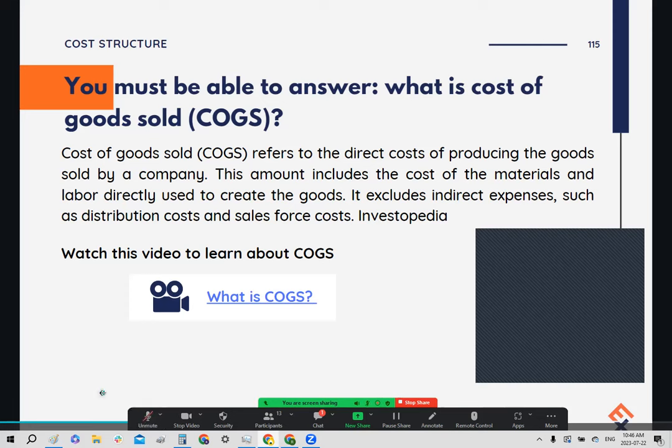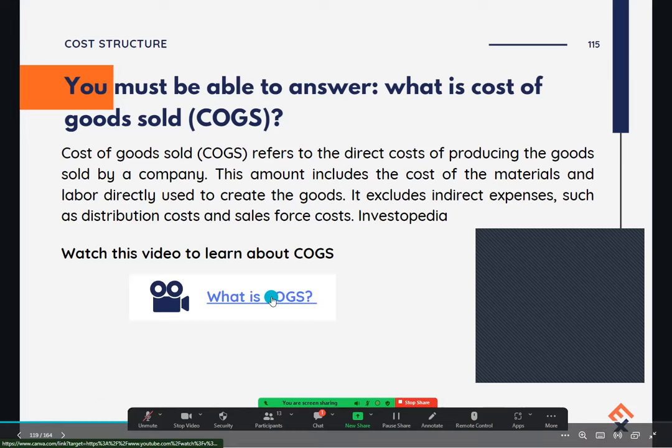And it excludes indirect expenses such as distribution costs, sales, like how are you selling, marketing costs, all of those things. Really, from this lens, we are looking at production, right? So Ryan, if you want to just click to play that video, that would be awesome.